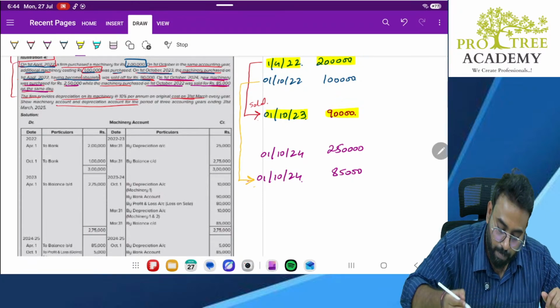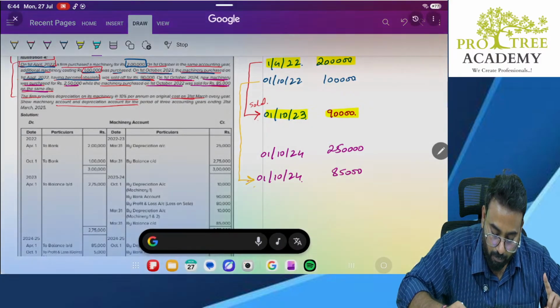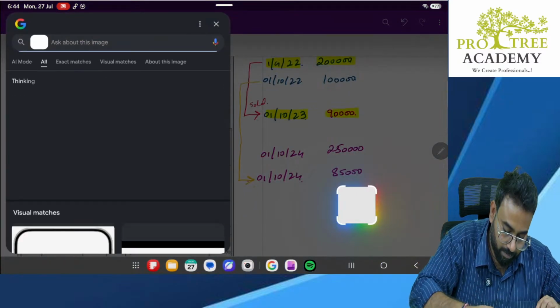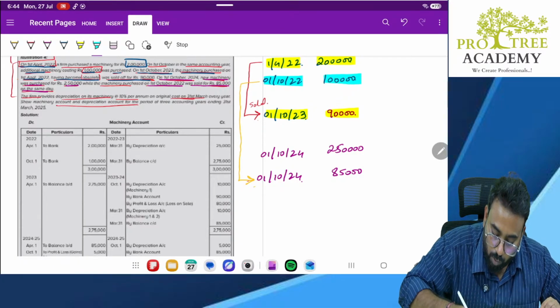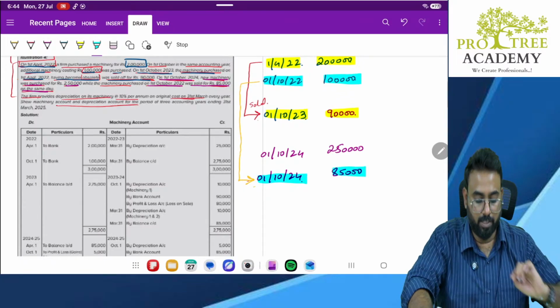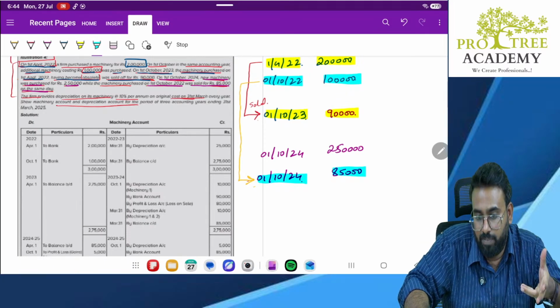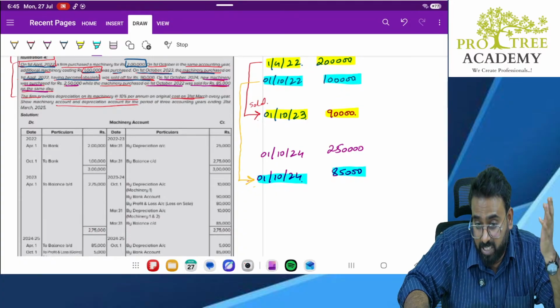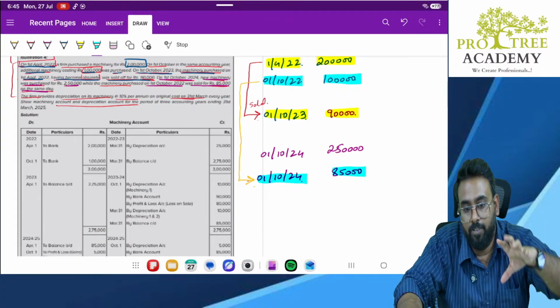Now again, what happened? We purchased a new machinery on 1st October 2022. But look at it carefully. The machinery which was purchased for 1 lakh was sold on 1st October 2024 for 85,000. That means the machinery which we started our business with, that is the one purchased in the first stage, first we purchased 2 lakh, then we purchased 1 lakh.